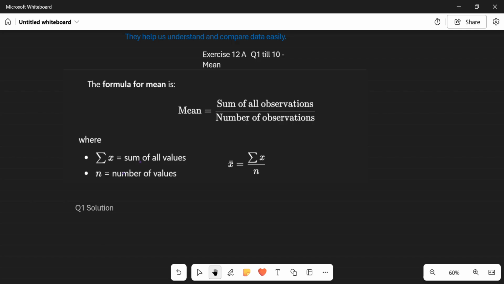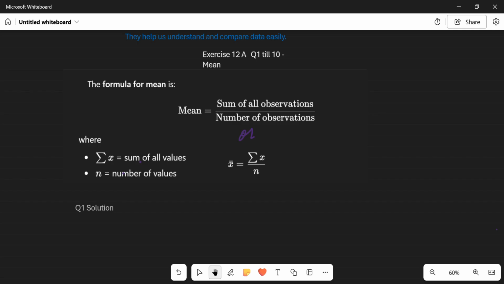But before that, we must know what the formula for the mean is. The mean is the sum of all observations divided by the number of observations, or you can write sigma x over n. Here sigma x means the sum of all the values, sigma means the total sum, and n means the number of values, the quantity. Now, you need to open the book for these questions, because I'm not writing the questions, I'm only reading them for you. So here we will do the solutions.